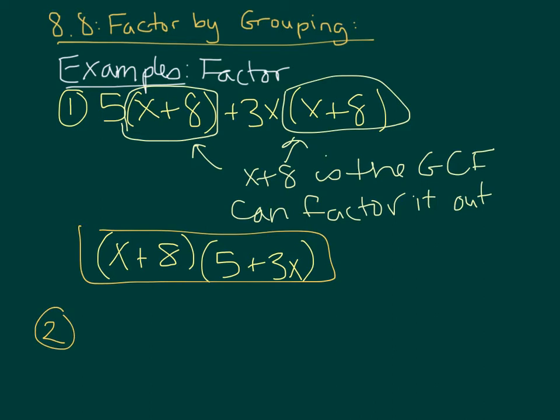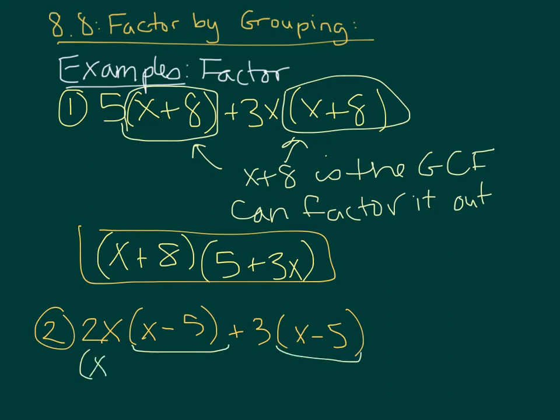So one more I want you to try on your own that's similar to this, and then we'll go to one that's a little bit harder, and then we'll go to a few that are also harder. So go ahead and try this one. For this one, your GCF is x minus 5. So you're going to pull that out front. You're left with 2x plus 3, and this is my answer.